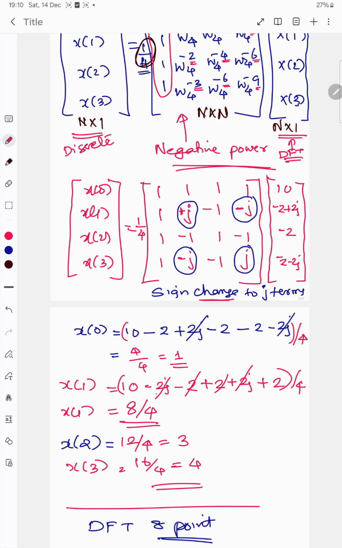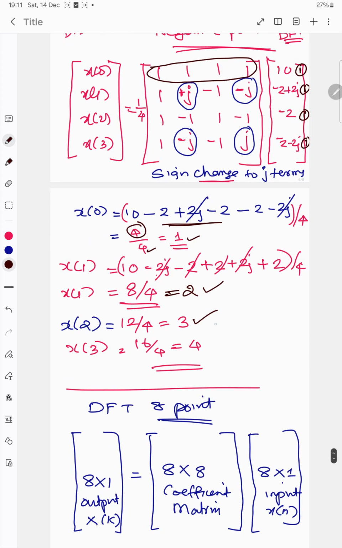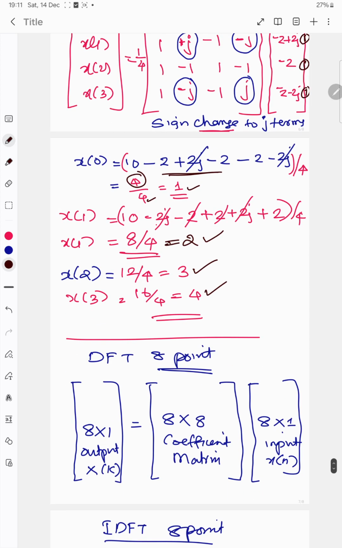Okay, then you do the same procedure. You take this particular row, like we have explained before, and fit it in this particular manner, 1 1 1 1. Then you just simplify. When you simplify it, you will end up with 4, and that 4 has to be divided by the scaling factor. Then you will get 1. Same way you can continue. So you will find 8 by 4, which is equal to 2, then 12 by 4, which is 3, and then 4, which is x of 3.